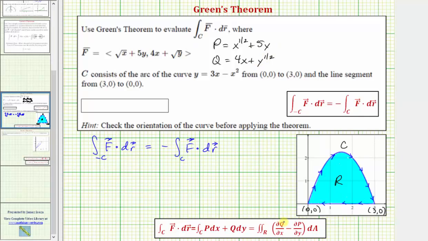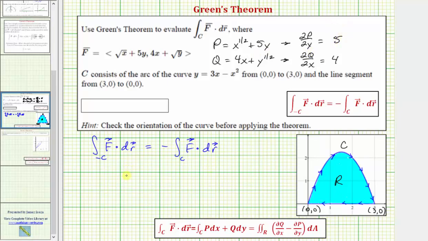And now we need to find the partial of Q with respect to x and the partial of P with respect to y. So the partial of Q with respect to x is equal to the derivative of 4x plus y to the 1/2 with respect to x, which would be 4. And now we need to find the partial of P with respect to y, which is equal to the derivative of x to the 1/2 plus 5y with respect to y, which is 5.